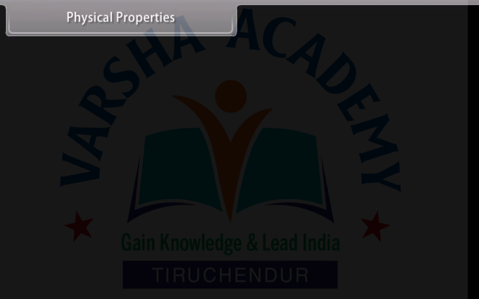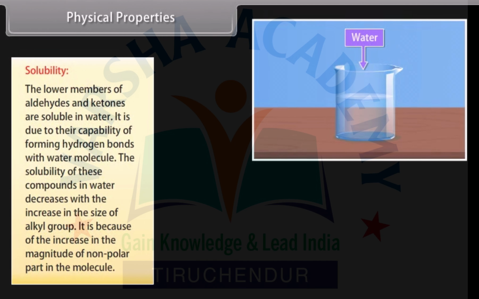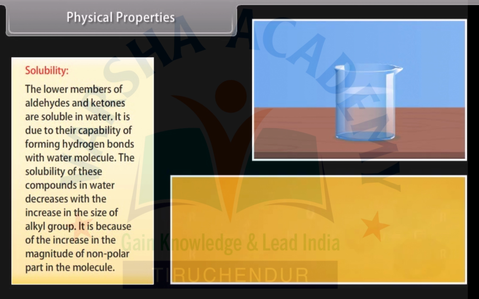Physical properties. Solubility. The lower members of aldehydes and ketones are soluble in water. It is due to their capability of forming hydrogen bonds with water molecules. The solubility of these compounds in water decreases with the increase in the size of alkyl group. It is because of the increase in the magnitude of the non-polar part in the molecule.